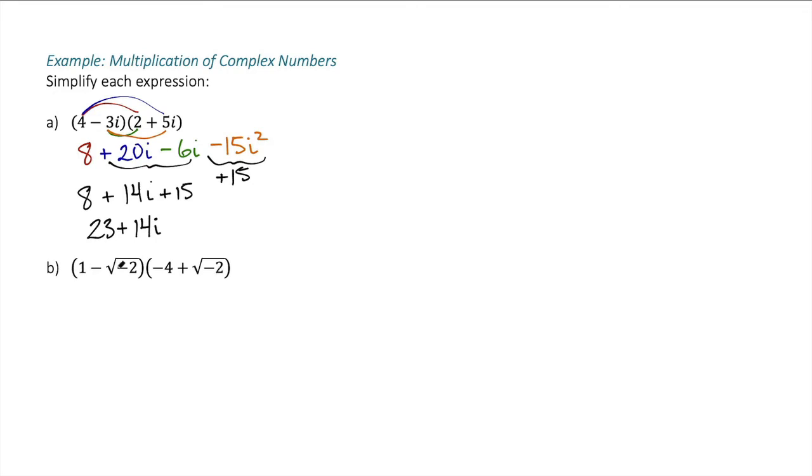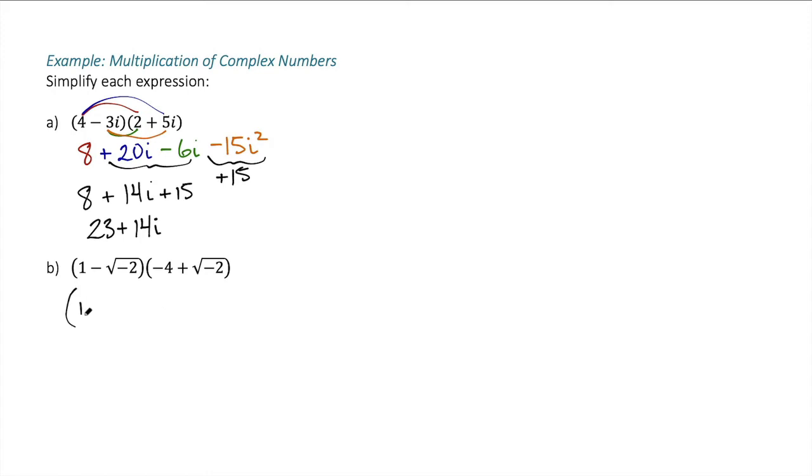For part B, we see that we have something similar, but first I'm going to go ahead and write these square roots of negatives in terms of i. That's a really good practice. Anytime you see a square root of a negative, immediately convert it into i's, because there's some weird things that can happen depending on the situation that are kind of confusing if you don't convert to i's first. So I'm going to go ahead and do that here.